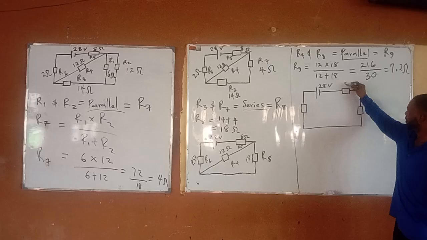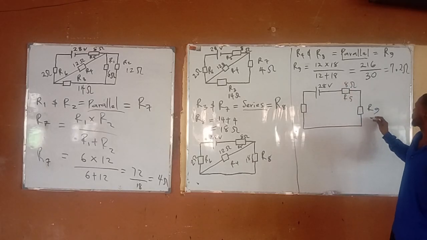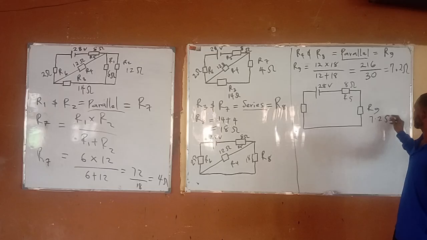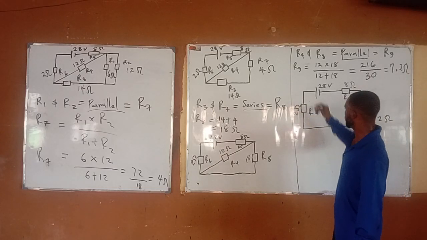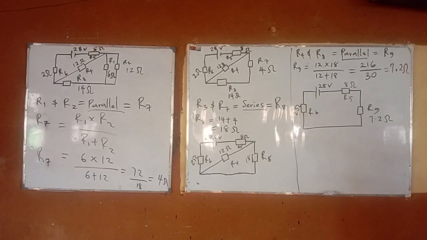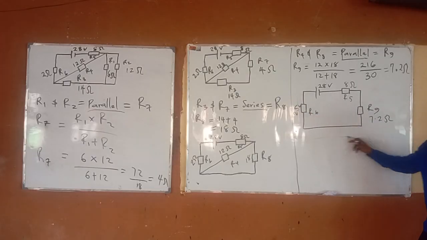So I now have 8 ohms here for R5. Then R9 is 12.2 ohms. Then R6. Is that our check? I did not miss anything. Now notice something, child of God. If you look at this, you see that this thing now.